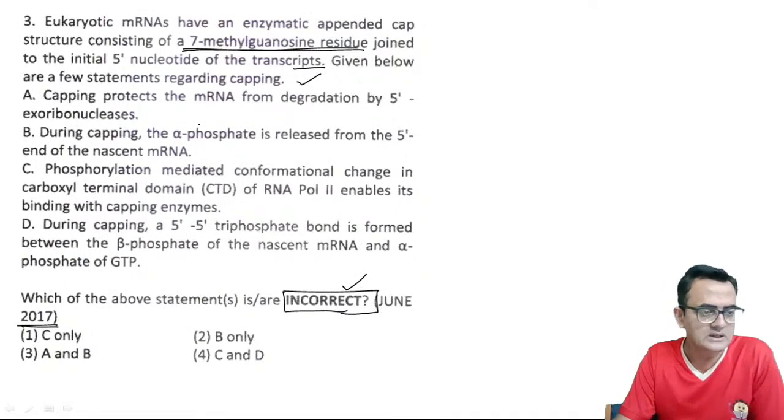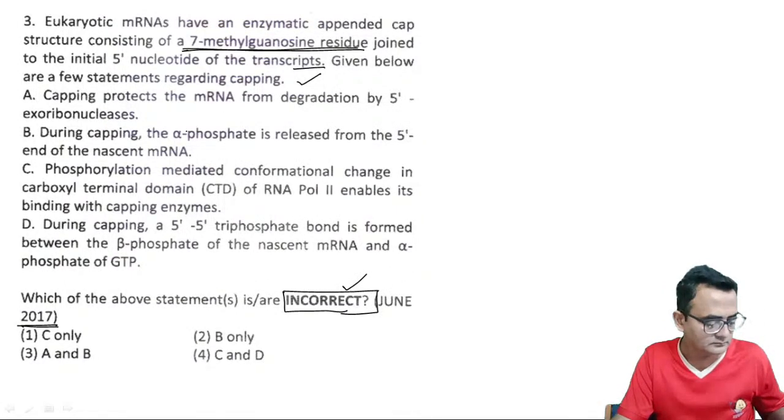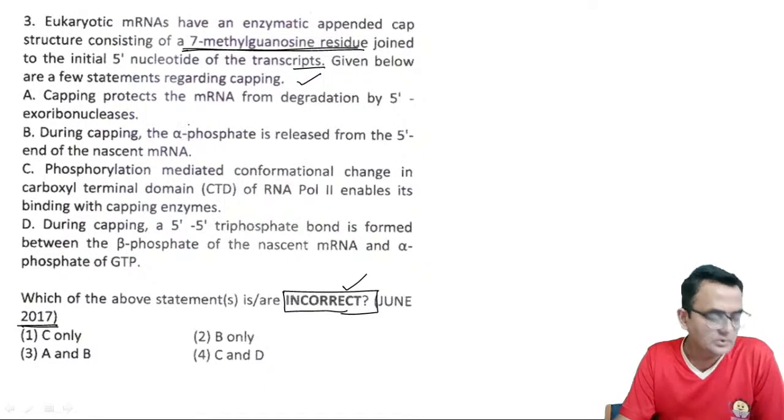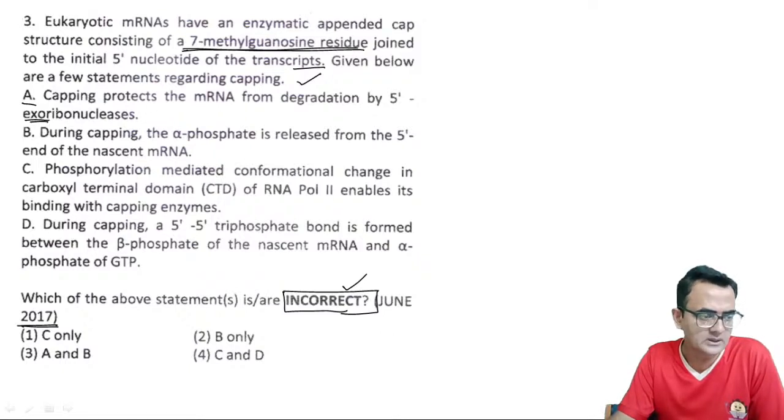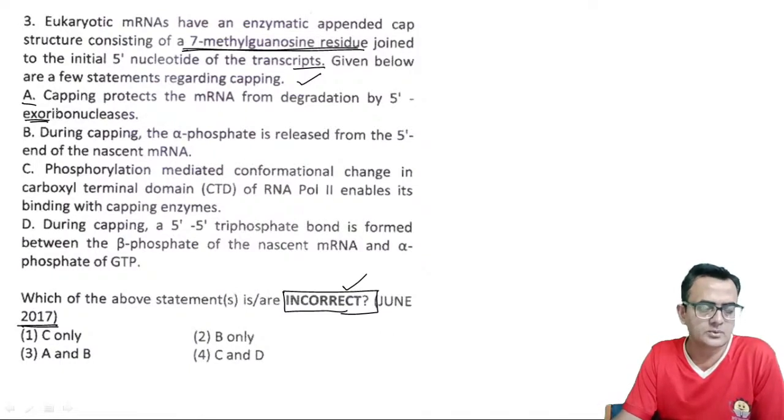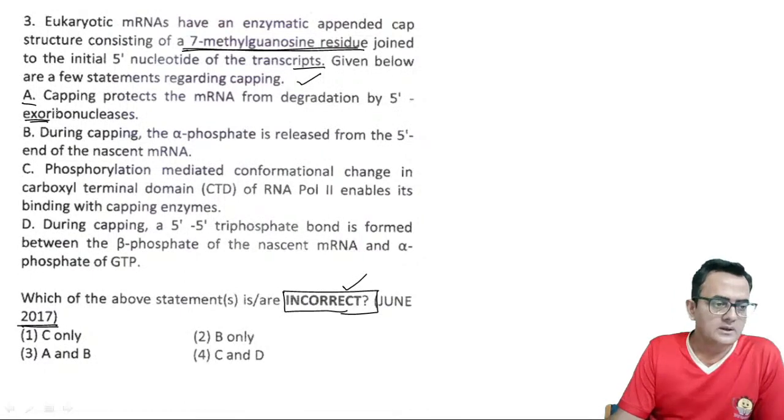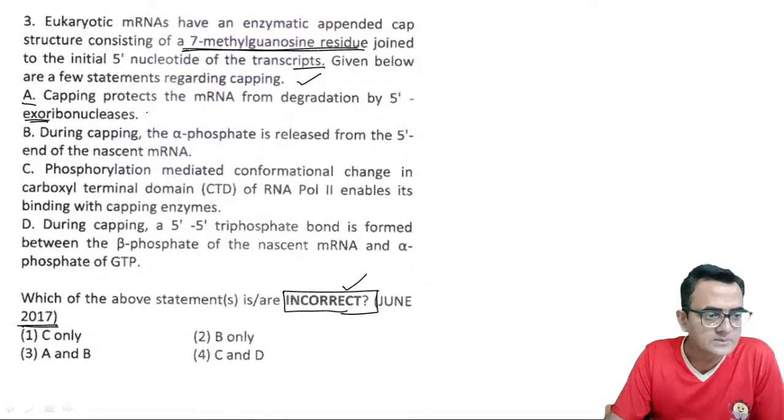Which one is not correct? So now the first statement is, the capping protects the mRNA from degradation by 5' exoribonuclease. Yeah, exoribonuclease, it can protect, of course. It will protect from exoribonuclease. So this seems correct.